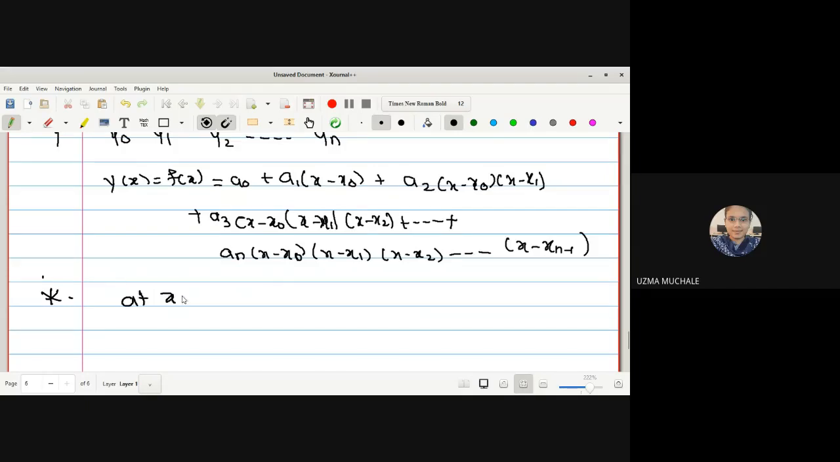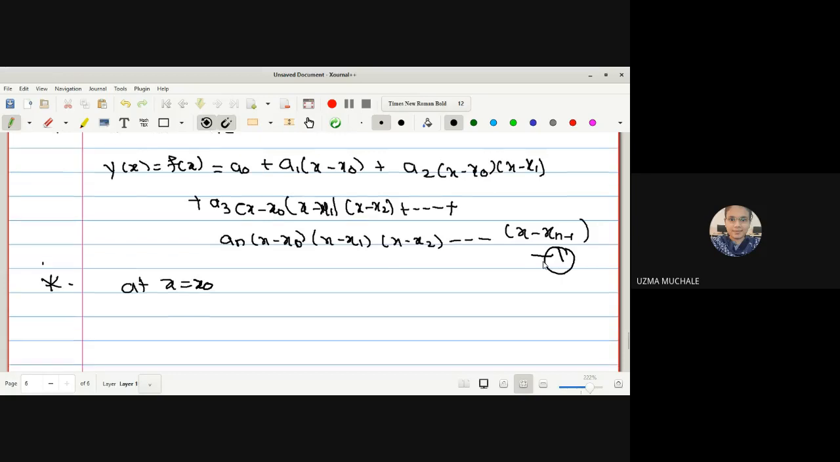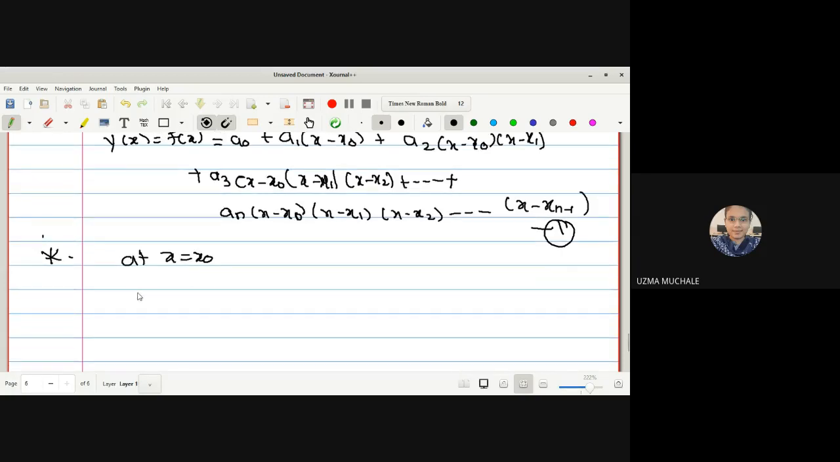At x is equal to x naught, let me name the above equation as equation 1. For the above equation, x is equal to x naught gives f of x naught is equal to a naught plus a1 times x naught minus x naught, which is zero. So from this, a naught is equal to f of x naught, which is nothing but your y naught, which is given to us.